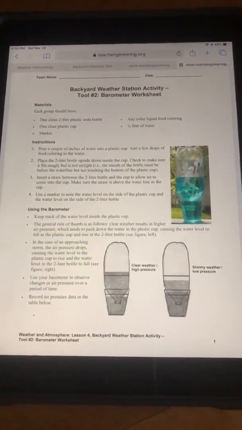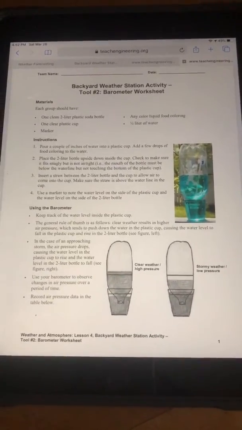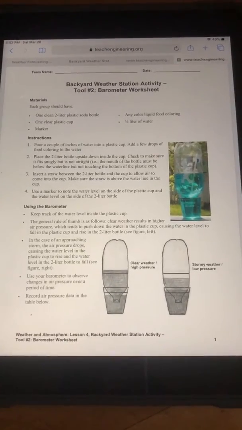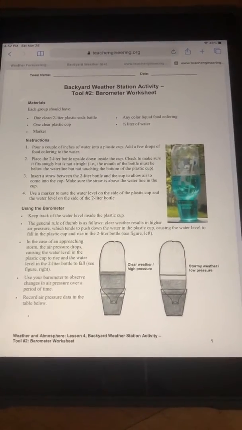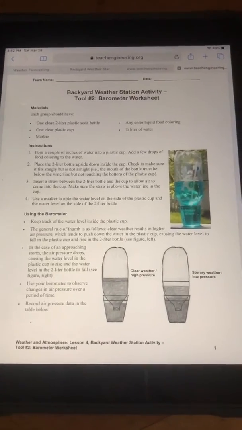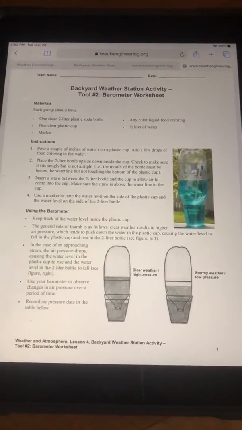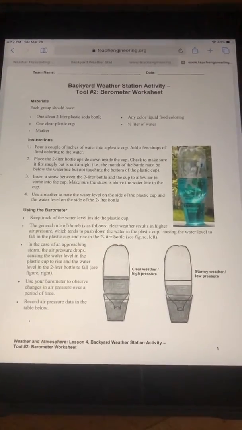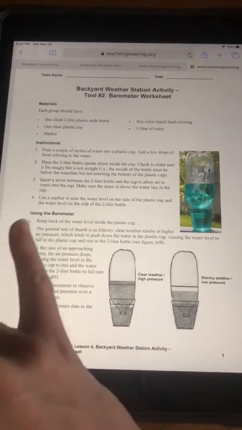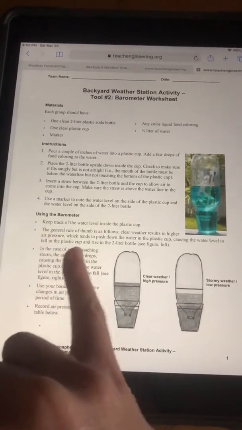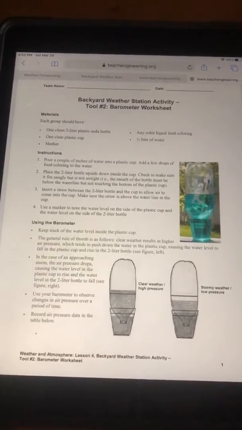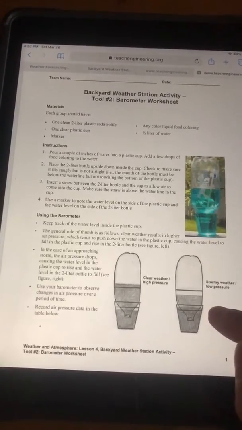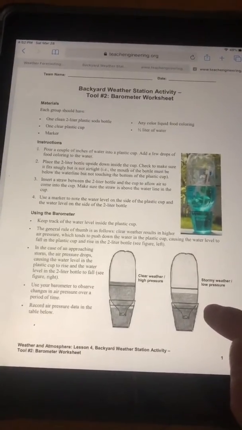Okay, so on this website, first you need to go into Schoology, then you need to click on this actual site. It's called techengineering.org. This was a barometer, okay? So it gave you the materials and the instructions on how to make the actual barometer. Then it gives you important tidbit information in these bullet points. And it gives you examples of what the water is going to look like on your barometer.